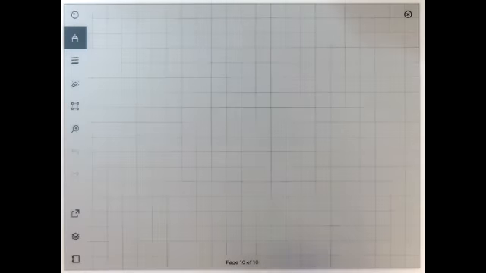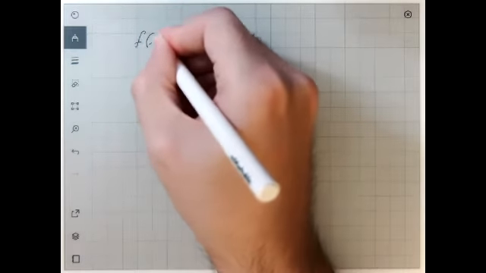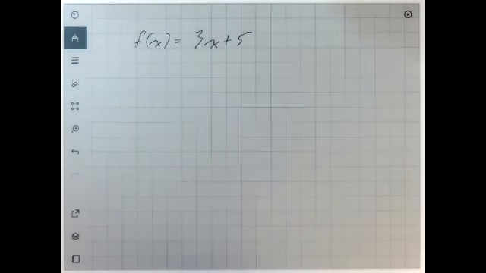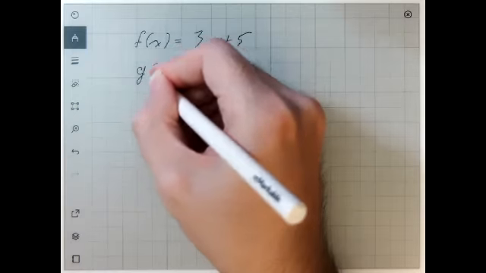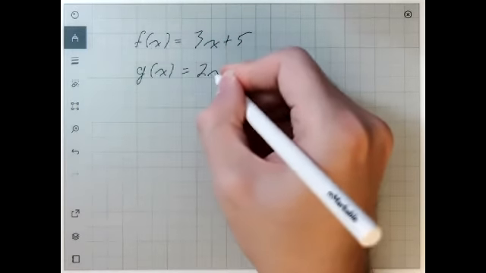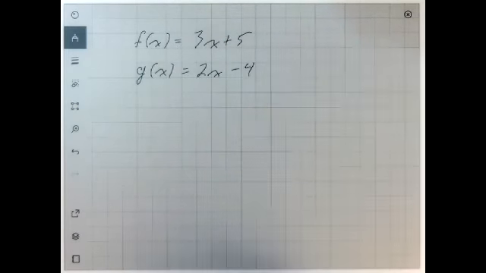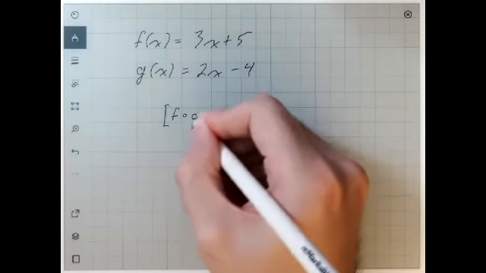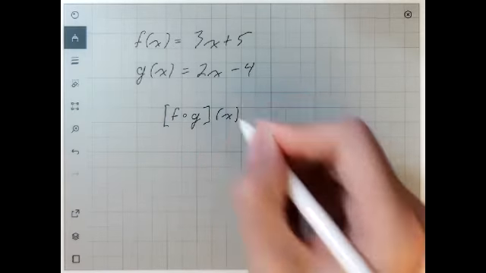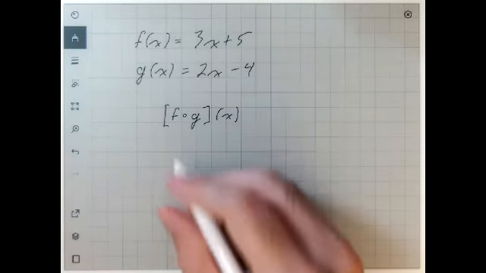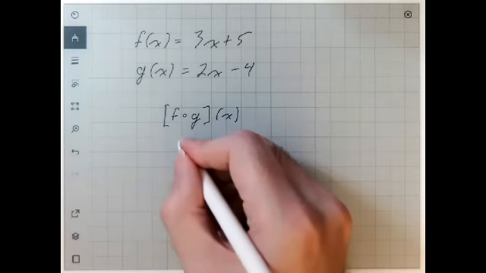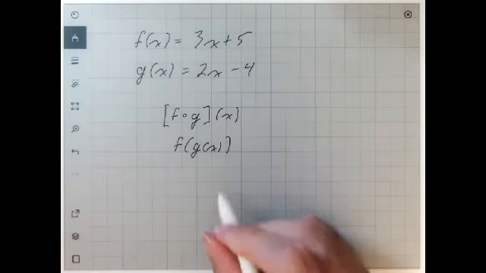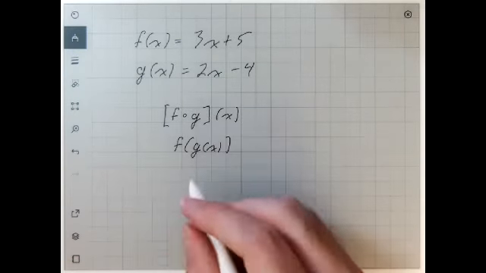So if I have a couple of functions, say f of x equals 3x plus 5, and g of x equals 2x minus 4, and I want to write an expression for f composed with g of x, I know that f composed with g of x means f of g of x, and I know that g of x is 2x minus 4.